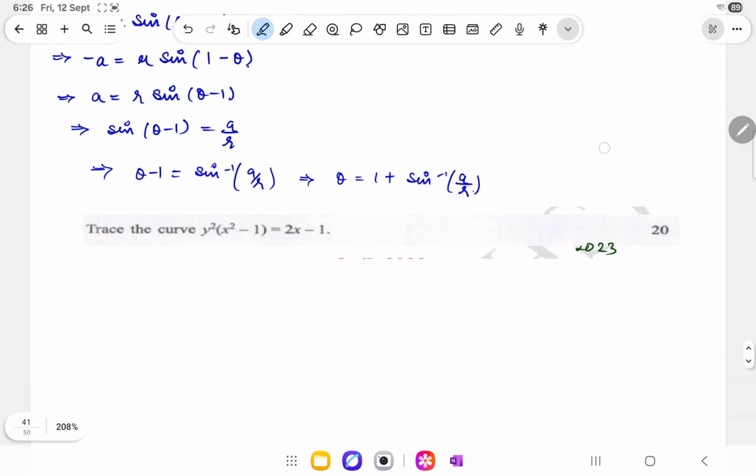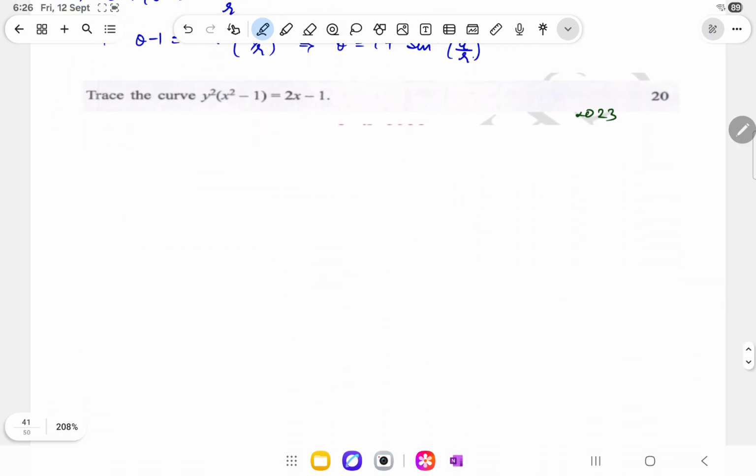So now let's move on to the next question. In the next question we are supposed to trace this curve. So the given curve is y square into x square minus 1 is equals to 2x minus 1. If we go ahead with plotting this curve by taking arbitrary points for x and then checking its value, then it will be too complicated because it's not a simple curve. So what we'll do is we'll see certain basic properties like symmetricity, or maybe the basic points from where it is passing on x-axis or on y-axis, and then the asymptotes of it.